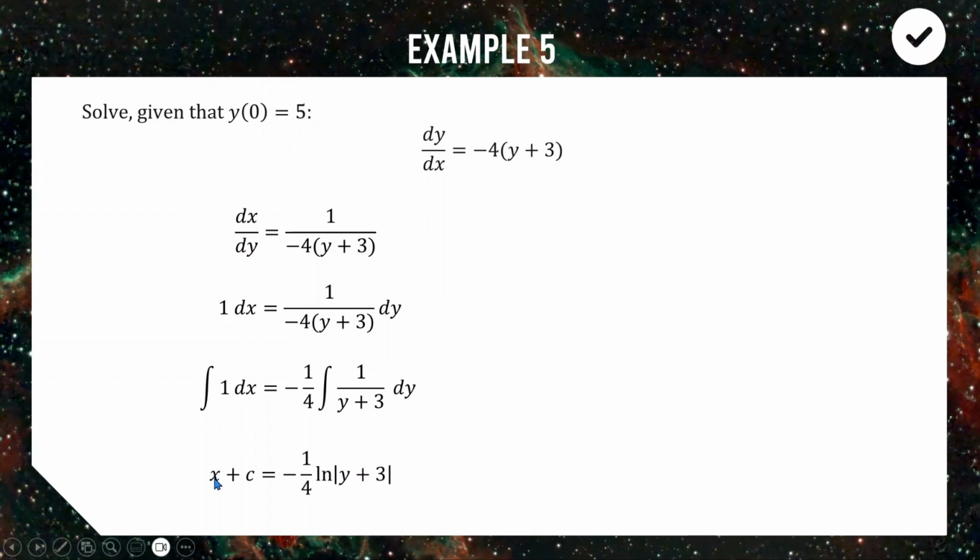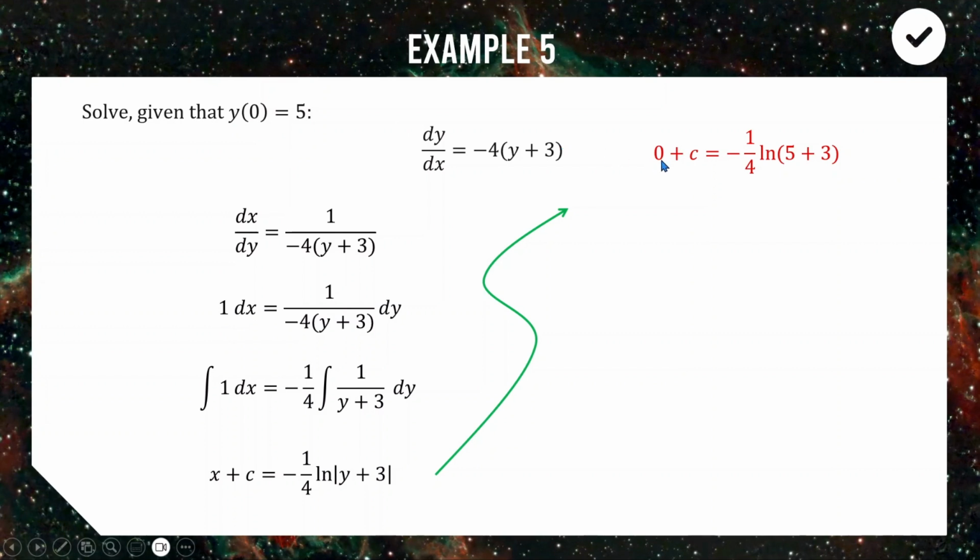So we have x plus a constant on the left, and on the right-hand side, we have negative 1/4 natural log of |y + 3|. Okay, now we should probably figure out what our constant is. If you want to rearrange to make y the subject before you figure out your constant, you are welcome to, but I think it's a little bit easier to find your constant sooner rather than later, and that's just speaking from experience.